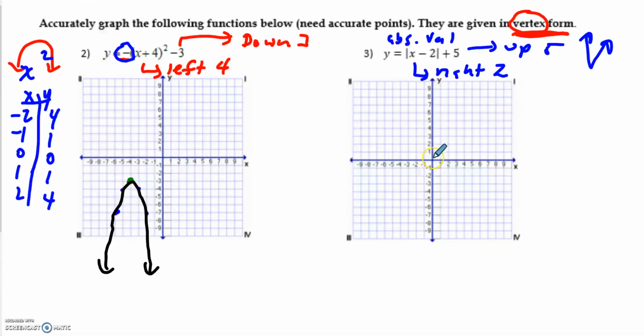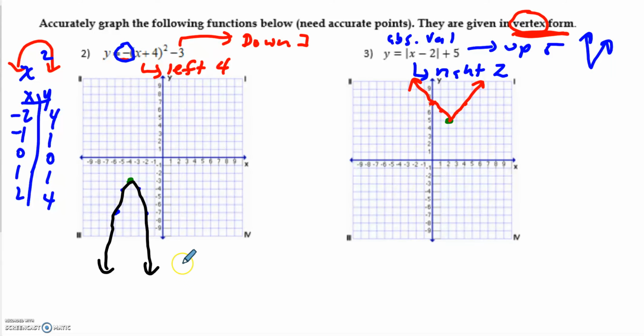So from 0, 0, I would go right 2, up 5, put a dot here representing my vertex, and then from there, my points would be over 1, up 1, over 1, up 1, over 1, up 1, over 1, up 1, because we want to make a perfect V and not a U. So this would be my answer for number 3.